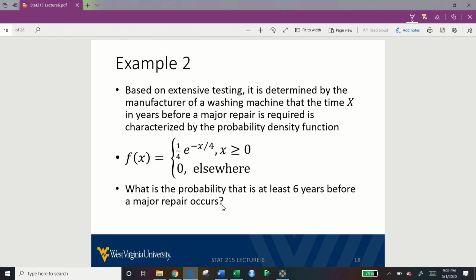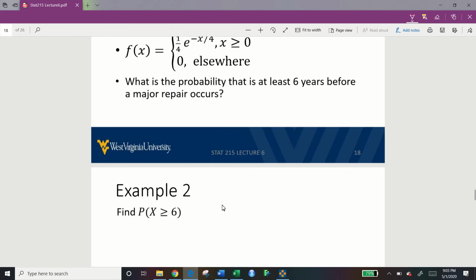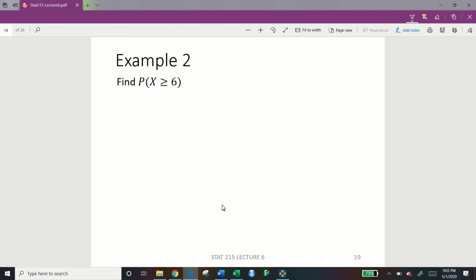Based on extensive testing, it is determined by the manufacturer of a washing machine that the time x in years before a major repair is required is characterized by the probability density function f of x equals 1/4 e to the negative x over 4 when x is greater than 0, 0 otherwise. First, we want to know what is the probability that it is at least 6 years before a major repair occurs. Well, let's try to figure that out. So really what we're asking is to find the probability of x greater than or equal to 6.